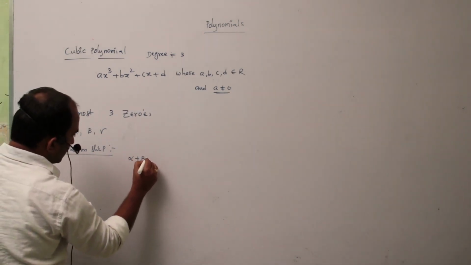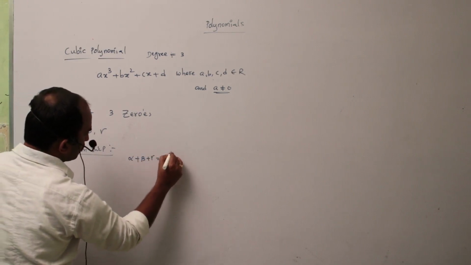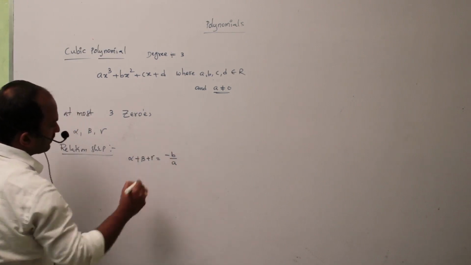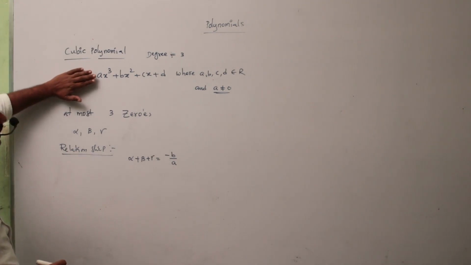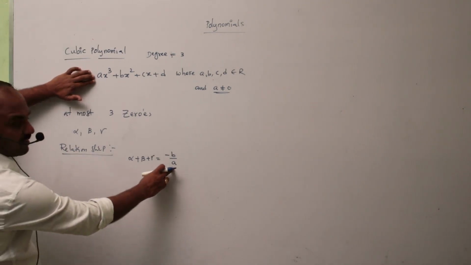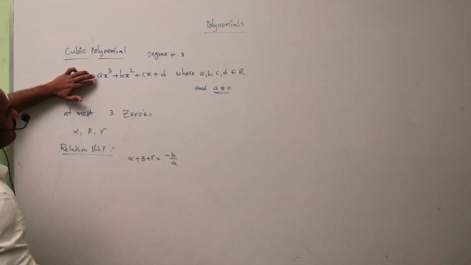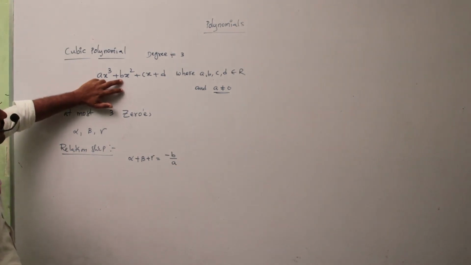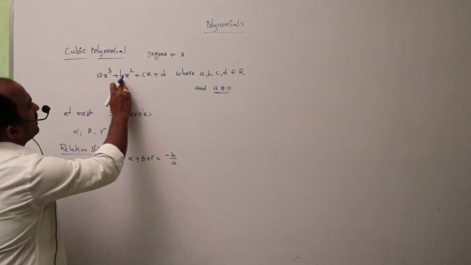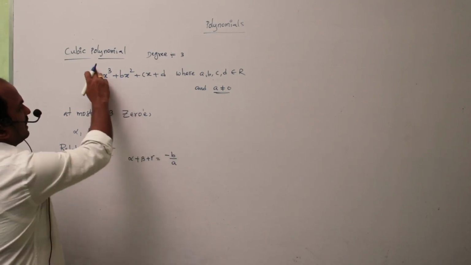Alpha plus beta plus gamma is equal to minus b by a. Simply how to remember? A is the fixed one. So in every one, in the denominator you are getting a. So alpha plus beta plus gamma, first one, b by a, plus minus b by a.